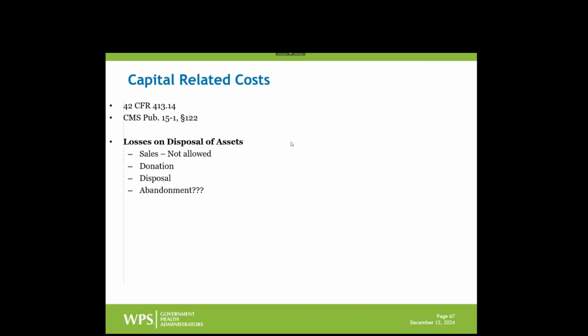And again, if the building itself, if we're talking about the lost depreciation, we need to run through those other requirements. Why did you get rid of it? Was it approved? Did you replace it? Things like that.